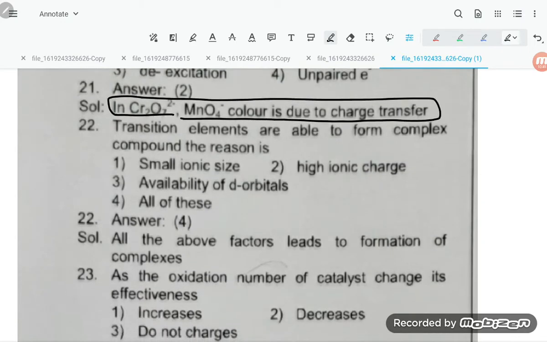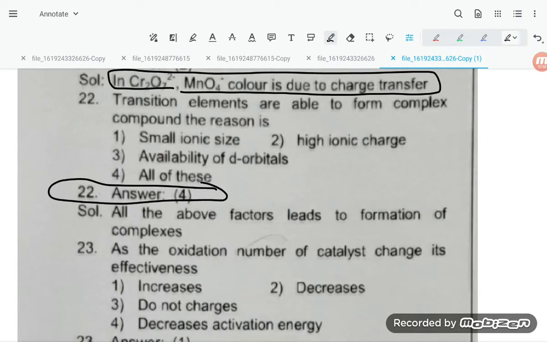Transition elements are able to form complex compounds. The reason is the availability of d orbitals, small ionic size, and high ionic charge. So the correct option is option number 4, student. All of these are correct. All these factors are responsible for the formation of complex compounds.